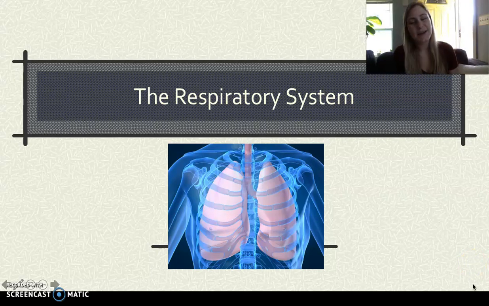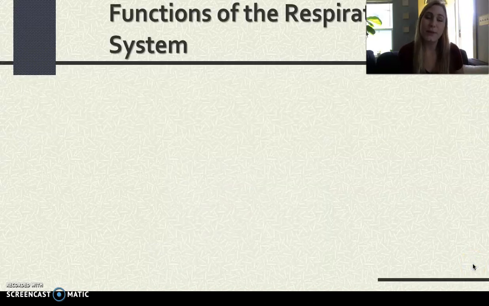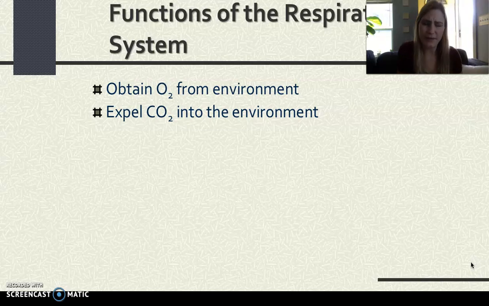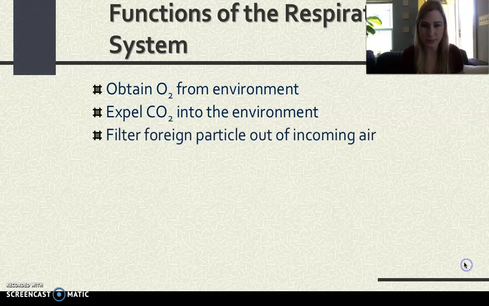Hey everyone, this is going to be the lecture over the structure and function of the respiratory system. This lecture is going to be kind of fast, so if you need to pause it in order to make sure you've got everything written down, feel free to do so. So we have many functions for the respiratory system. The first two are very obvious. We're getting oxygen from the environment while getting rid of the carbon dioxide that our body produces during cellular respiration.